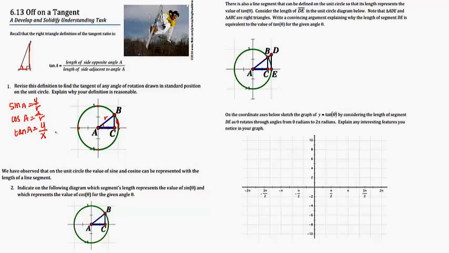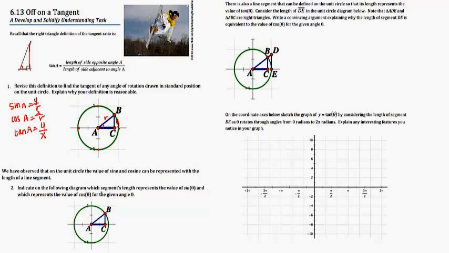So tangent of any angle is just going to be equal to y over x. So if you know this coordinate right here, tangent is just y over x. It's nice, you don't even have to figure out the r or the radius if they don't give it to you. Now we have observed that on the unit circle, the value of sine and cosine can be represented with the length of a line segment.